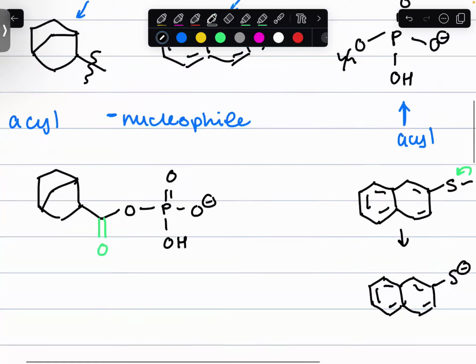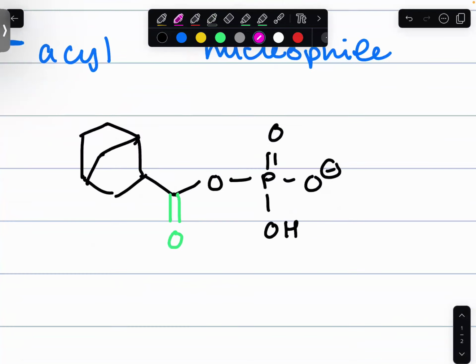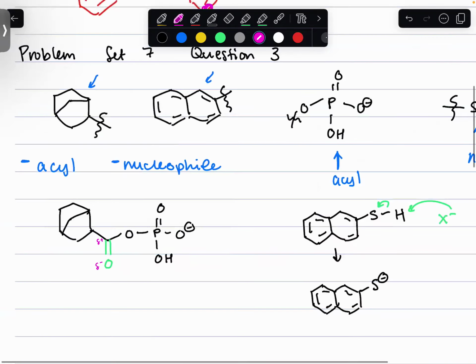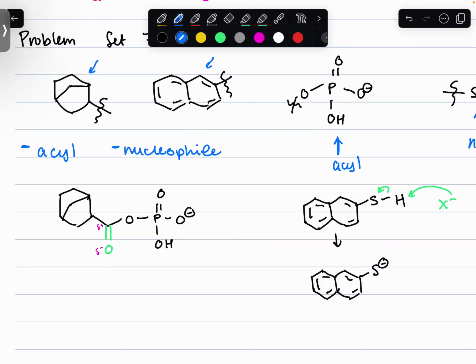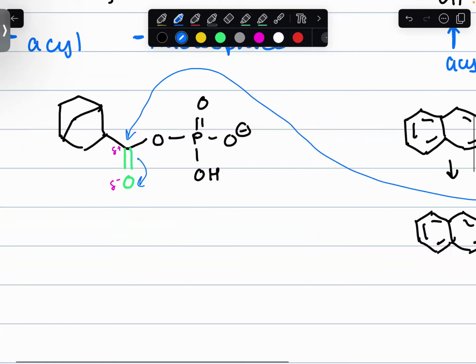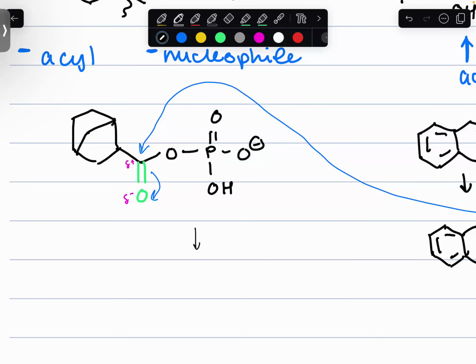Now with acyls, we can always remember their partial charge because of the difference in electronegativity. Our oxygen is our more electronegative atom, and so it's more of an electron hog, so it will have that partial negative charge. In hogging the electrons from the carbon, our carbon will have a partial positive charge, making it a little bit electrophilic, which means our nucleophile is ready to attack. So that's what it does, and that pushes electrons up onto the oxygen. So now we have our two pieces connected.